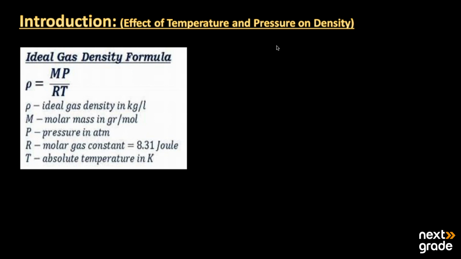So, in today's lesson, we will discuss the effect of temperature and pressure on the density of a gas. First of all, we have to look at the ideal gas density formula. The formula for density is D equals the molar mass M into pressure P, divided by the product of the general gas constant R and the temperature T.